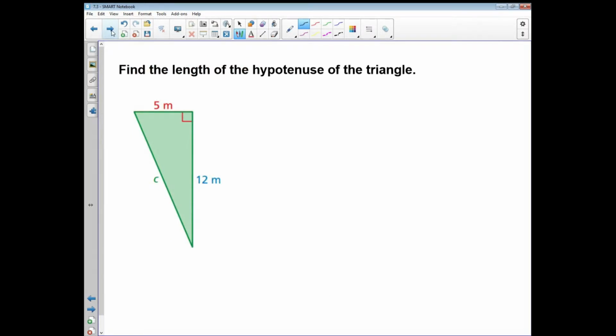So we have this triangle here. It's a right triangle because of the fact that it has a right angle in the corner here.